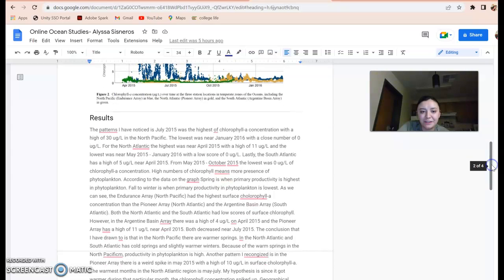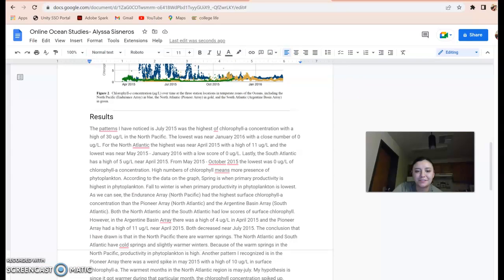The patterns that I have noticed is in July of 2015 was the highest of chlorophyll concentration with a high of 30 in the North Pacific, and the lowest was near January 2016 with a close number of 0.